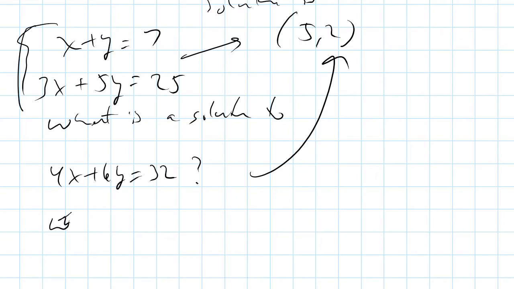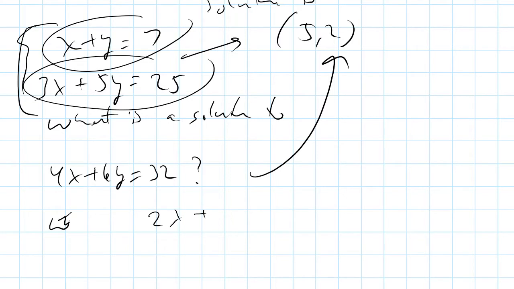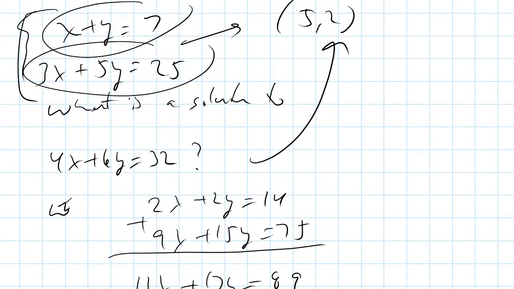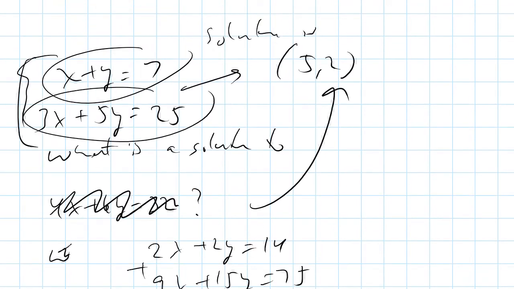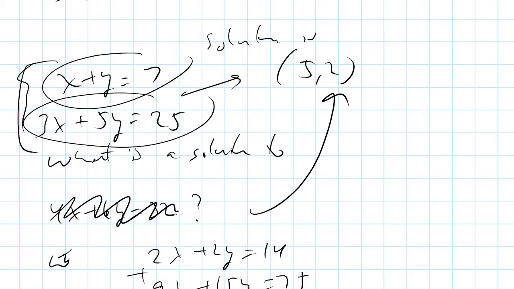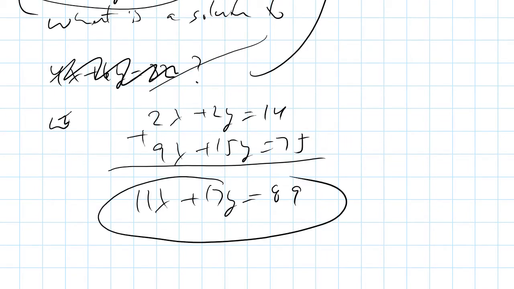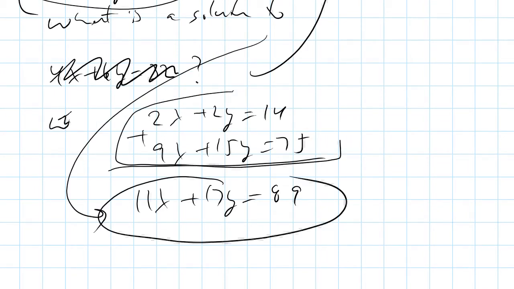While we're at it, if I take each of these equations and multiply them by a number, so I say 2x plus 2y equals 14, and 9x plus 15y equals 75, and add those together, 11x plus 17y equals 89. So this is an interesting question: x plus y equals 7, 3x plus 5y equals 25. I tell them it has a solution of 5, 2. And then I say, what is a solution to this? And I kind of show them where it came from.